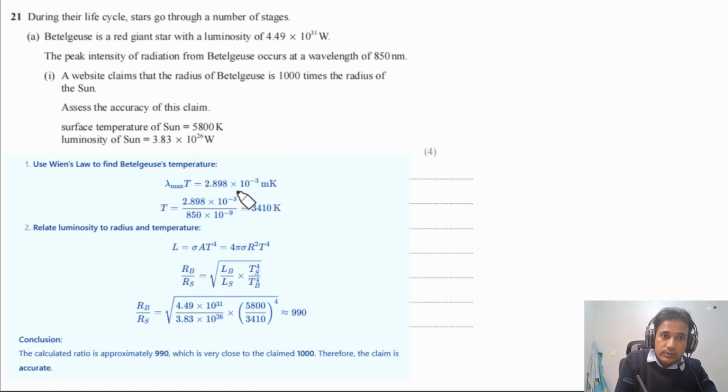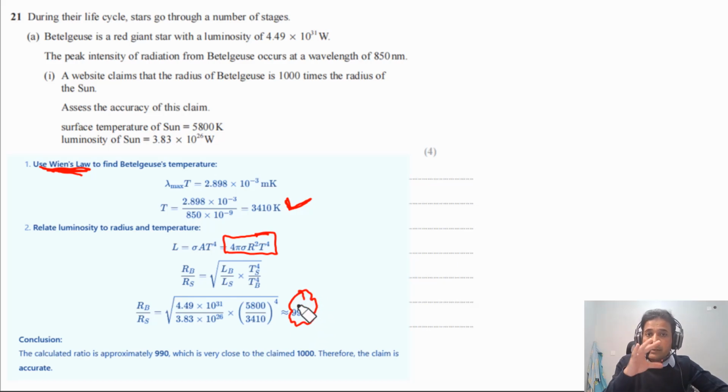So first of all, we are using Wien's displacement law. We have got the surface temperature of Betelgeuse, then we are using the Stefan-Boltzmann law, as we have discussed before. Then we are using the ratio. So in this case the answer is about 990. As this value is close to 1000, it means the statement is valid.